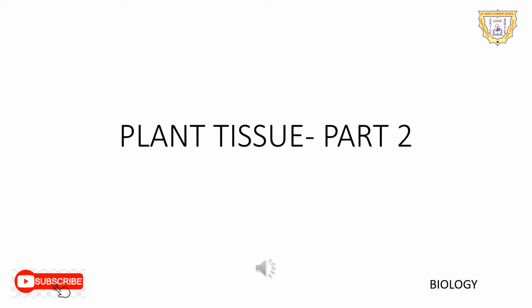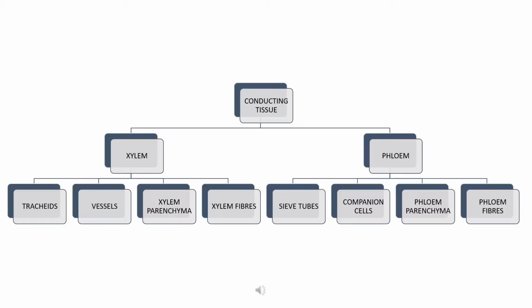In today's class, we are going to discuss the two types of conducting tissues of plants, which are xylem and phloem. We will go into detail about their structure, their components, and the functions of these two tissues. The conducting tissues can be divided into two types. The first type is called the xylem and the second type is called the phloem.